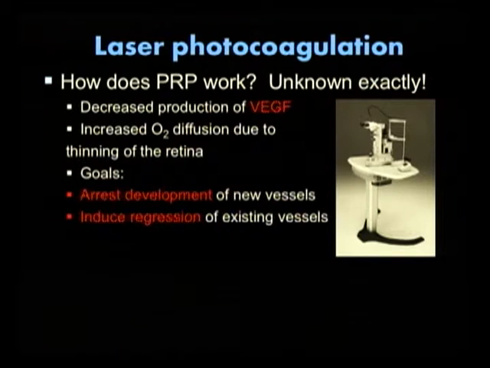And this is actually the machine, one of the machines we commonly use for laser photocoagulation. The goal of the treatment is twofold. Number one, to arrest the development of new vessels, and number two, to induce regression of existing vessels and stabilize the level of retinopathy.